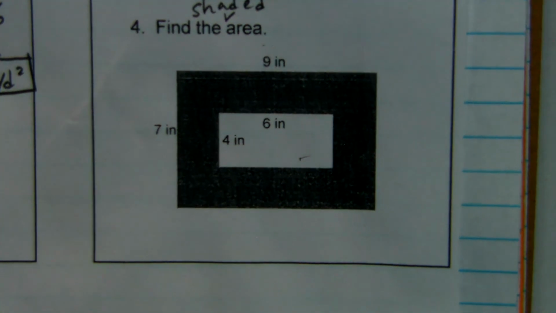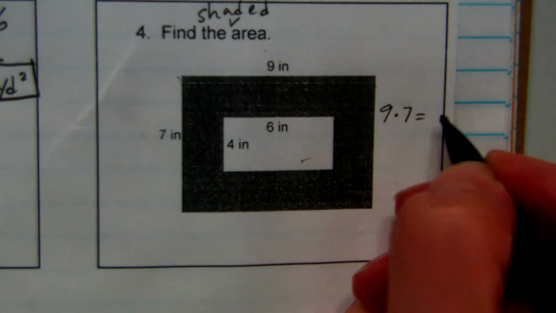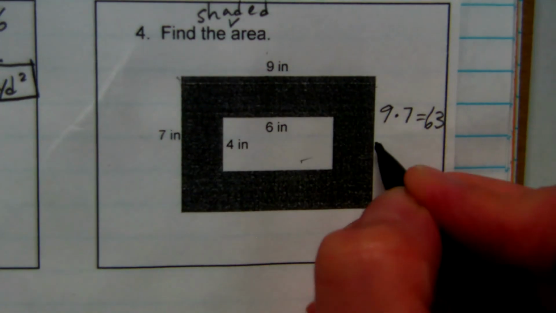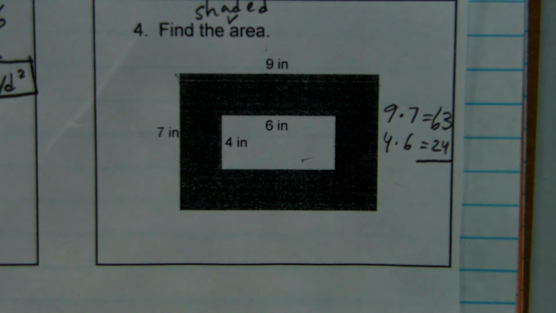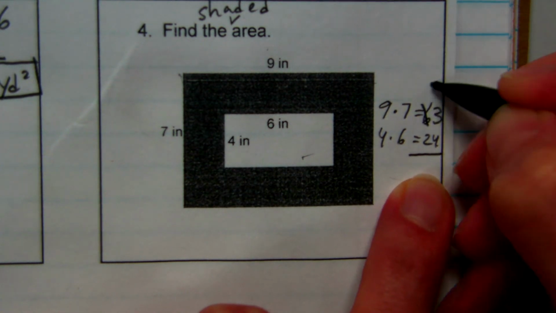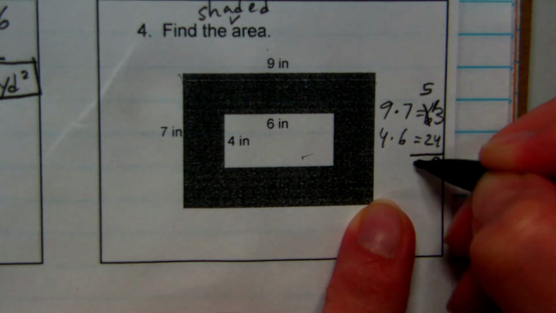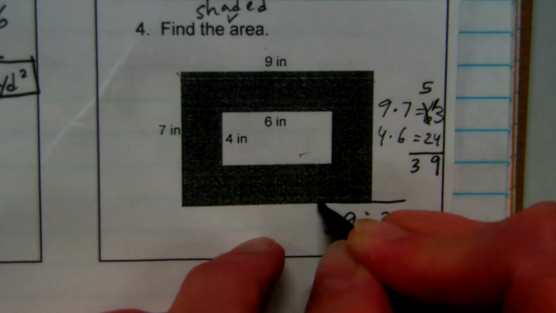So what we would do is find the area of the big rectangle first, which is 9 times 7, which is 63. And then we find the area of the little rectangle, which is 4 times 6, which is 24. And then we're going to subtract those. I'm not even going to use a calculator, I'm just going to do this by hand. So 3 cannot subtract 4, but I can borrow from 6, make that 5, make this 13. 13 minus 4 is 9. 5 minus 2 is 3. So I would have 39 inches squared.